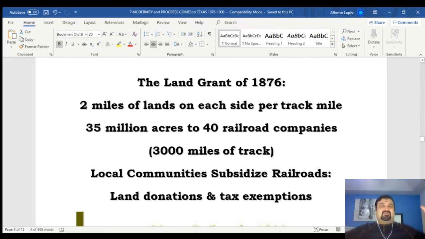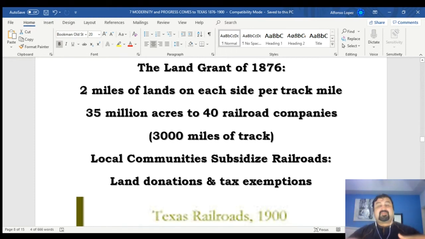So again, it's a monumental amount of land that they own, because they own 2 miles on each side per track mile that they built. And really, by the 1880s and 1890s, they had built only about 3,000 miles of tracks. So it's a very slow process, but it's also very steady, by the way.